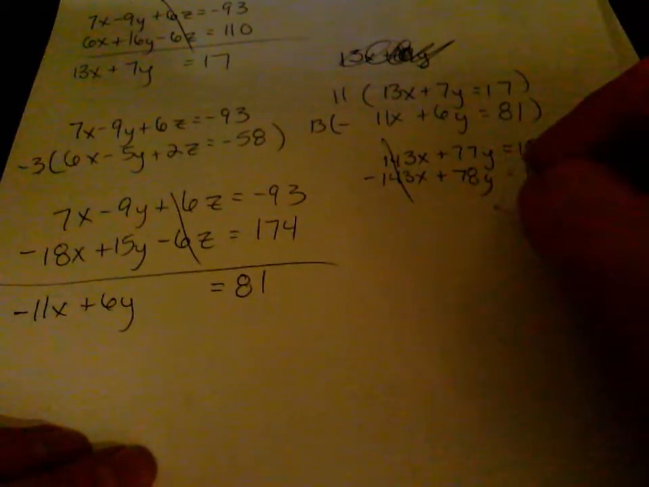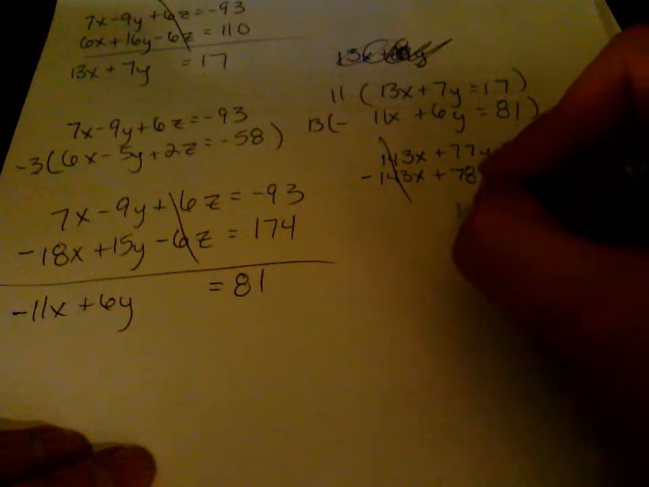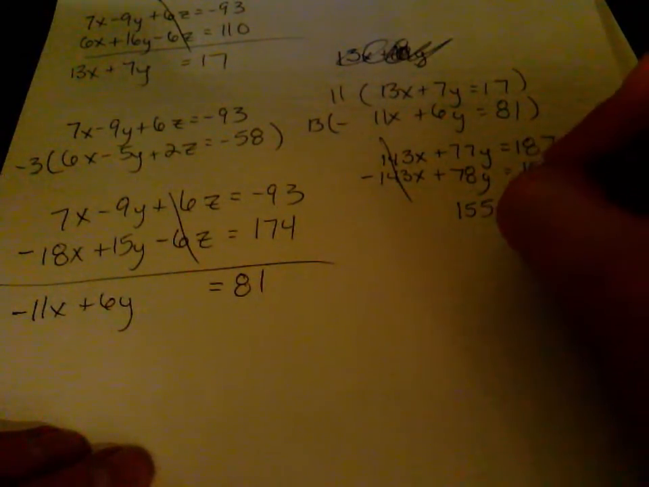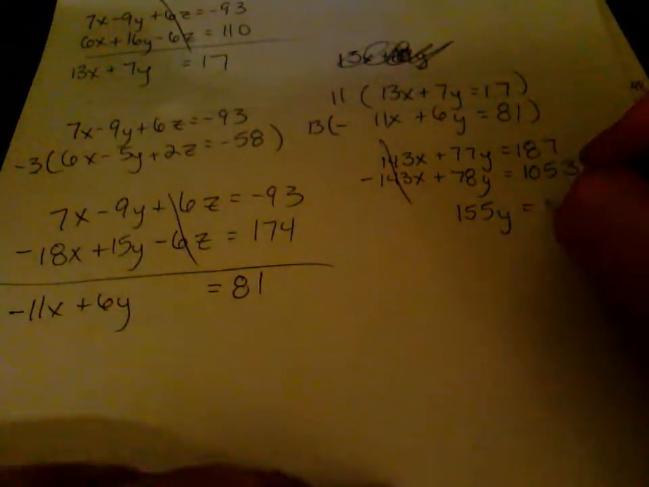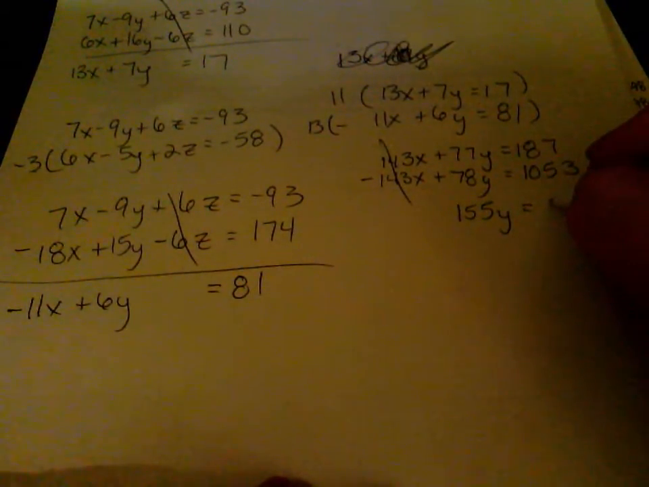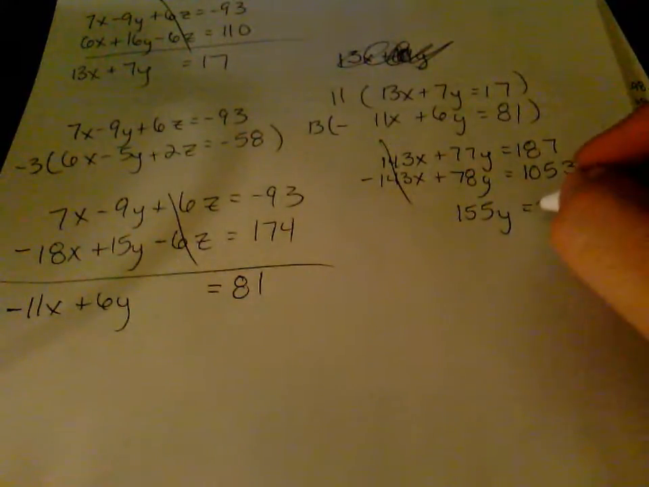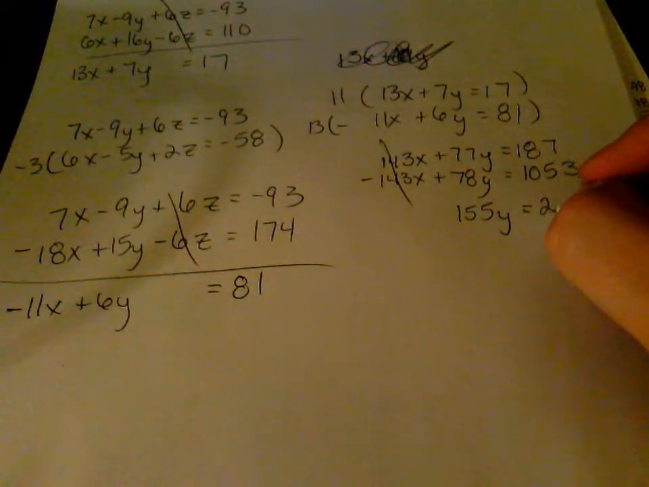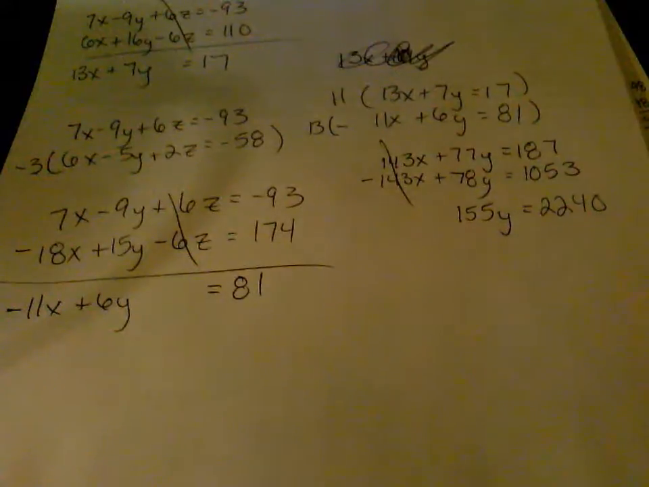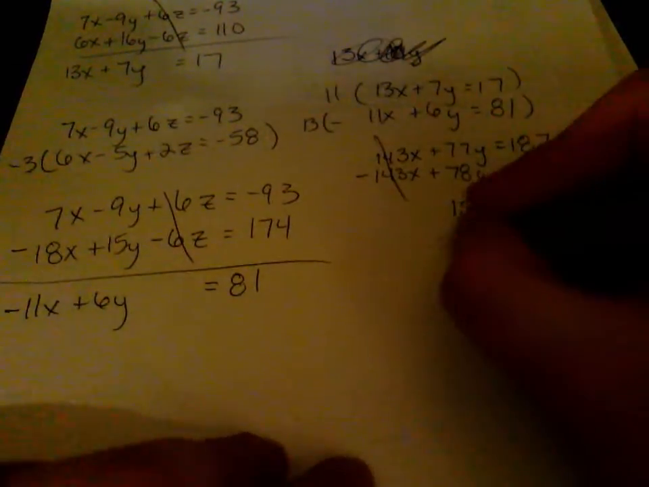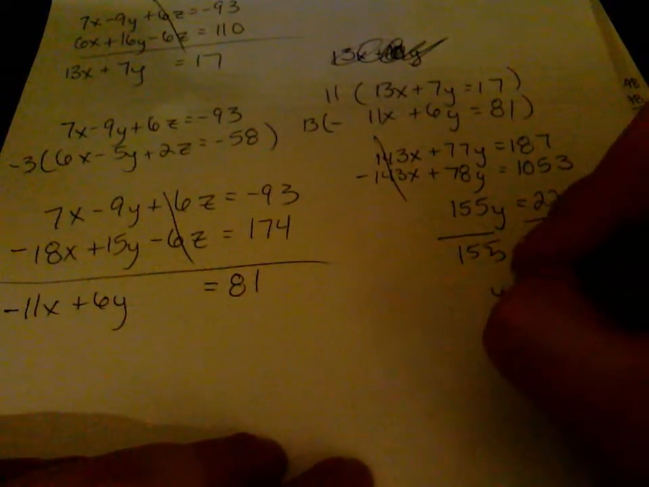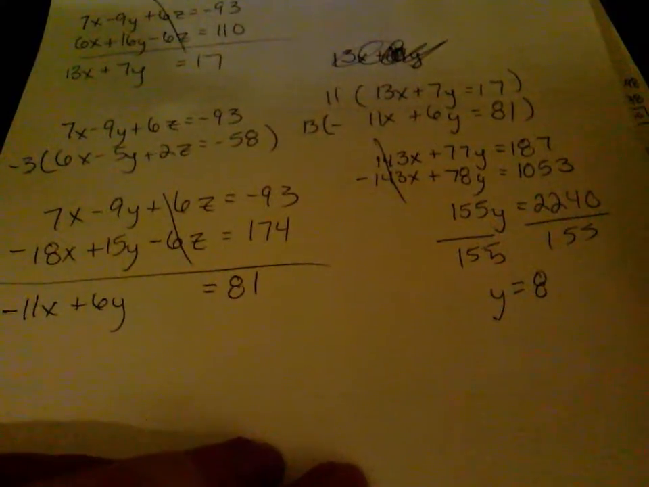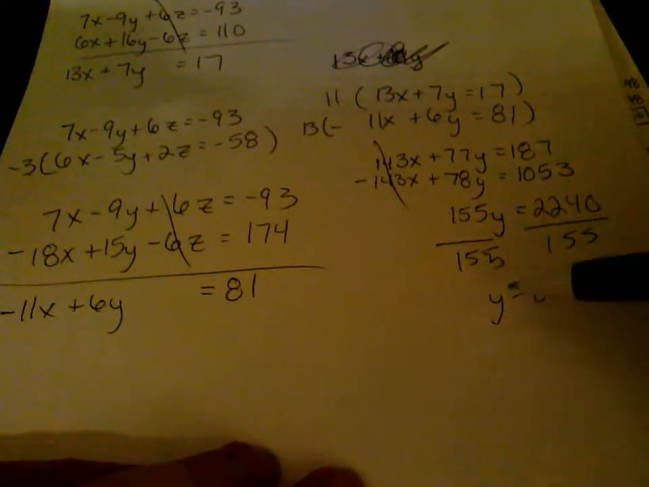Alright, like before, I'm going to combine downwards. This is going to give me 155y equals 2240? Yeah, we're going to go with that. And then I divide by 155. y gives me 8. Alright, I know what y is.